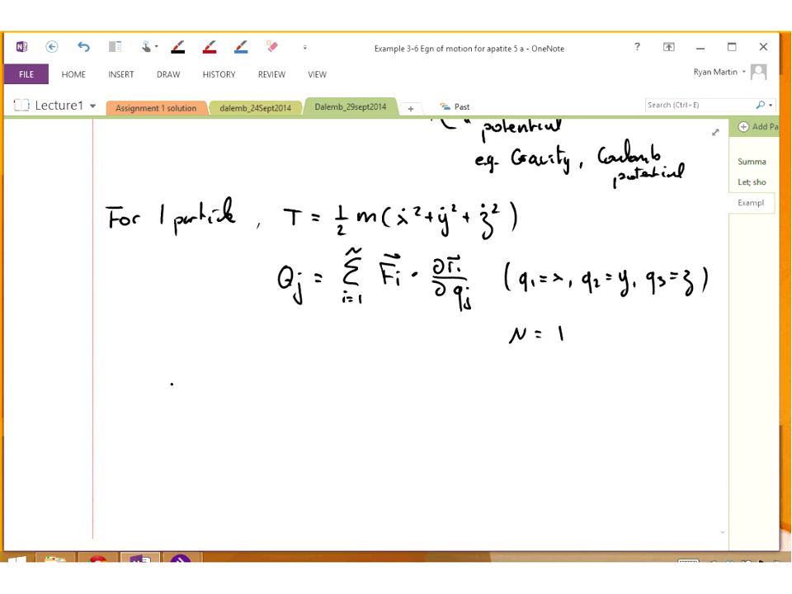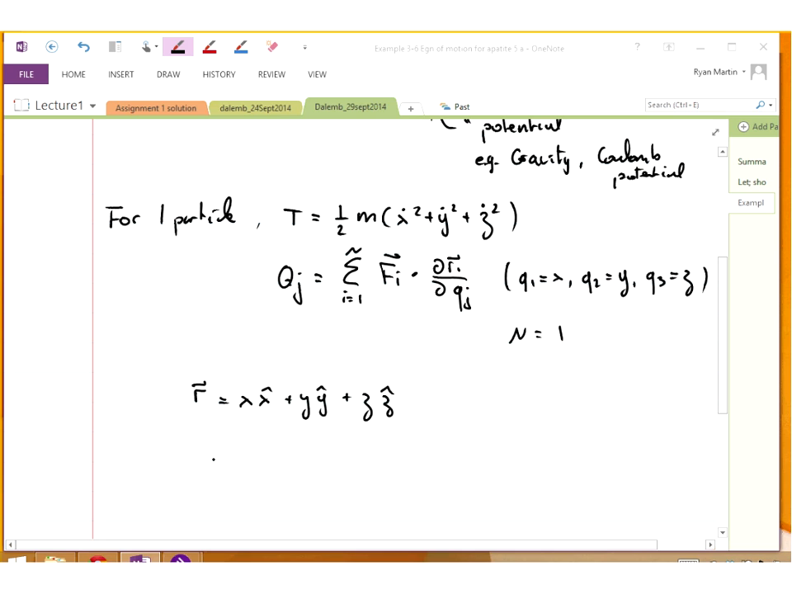Let's follow the way we do it in the notes. Let's write the vector r, the position of the particle, as x times x hat plus y times y hat plus z times z hat. That's the position vector in Cartesian coordinates.